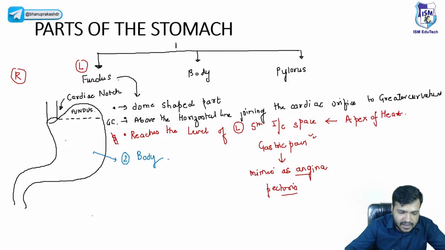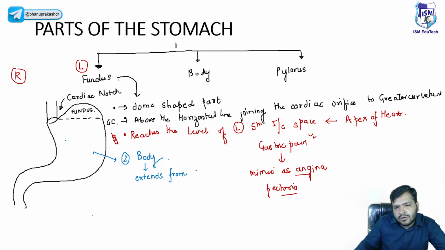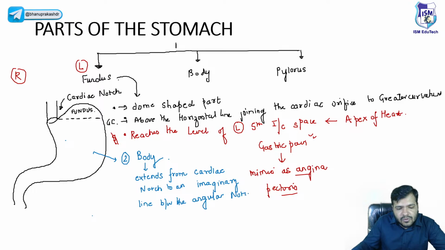So if we talk about the body part, beta, you are very well aware that it extends from the cardiac notch to an imaginary line between the angular notch and a corresponding bulge on the greater curvature.